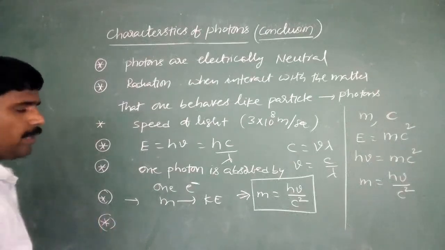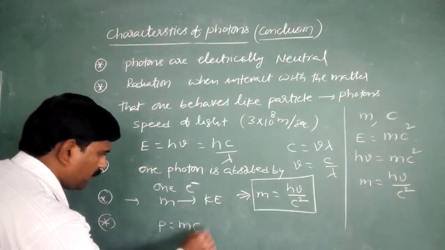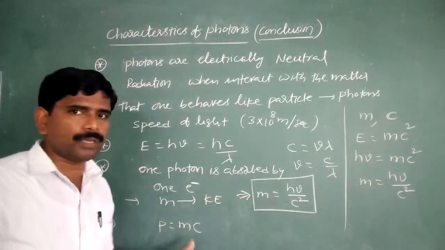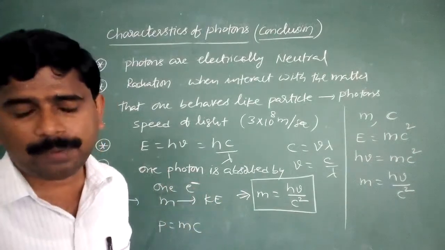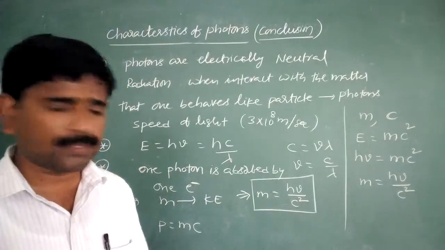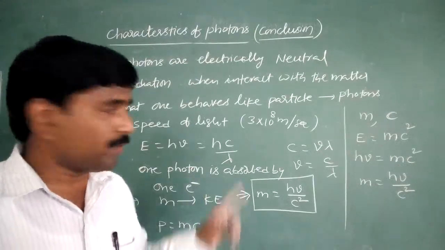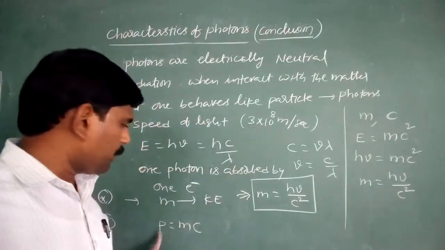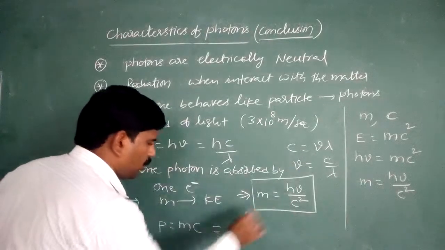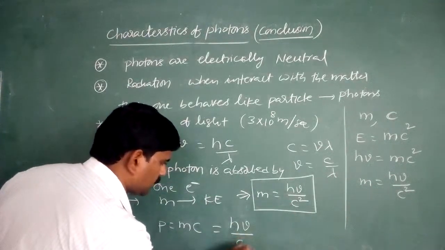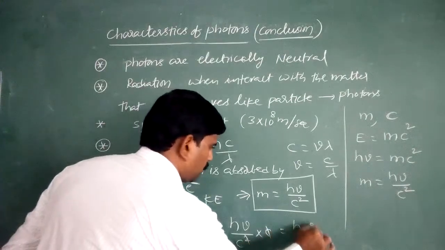Next one, momentum of the photon is equal to how much? Momentum P is equal to m into V, where m is the mass of the particle moving with speed V. But here the photons are moving with the speed of light, therefore P is equal to mc. But m is equal to h nu by c square, into c, cancel, that is equal to h nu by c.